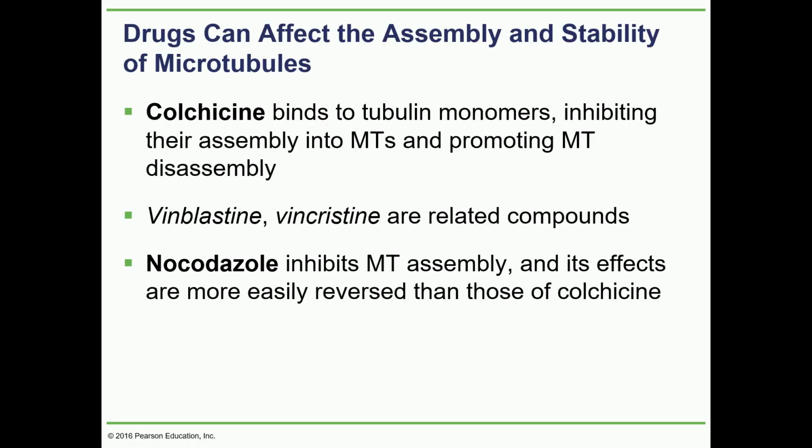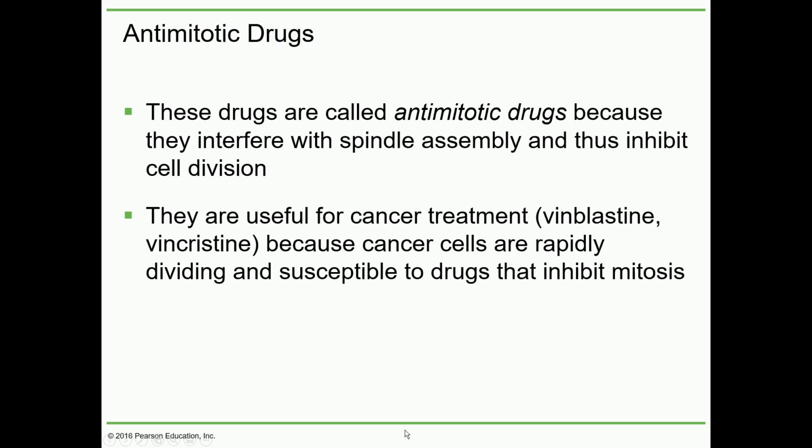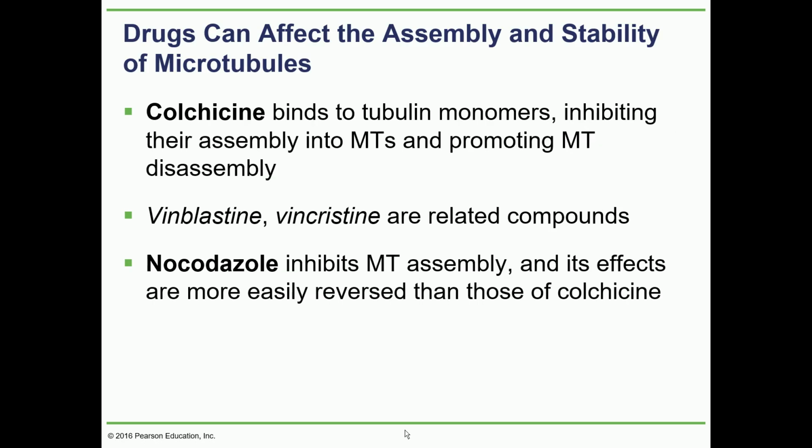And now we are going to talk about some of the drugs which can affect the assembly and the stability of microtubules. Colchicine binds to the tubulin monomers and inhibits their assembly into microtubules. This is vinblastine and vincristine. They are also related products. Then this drug nocodazole also inhibits the microtubule assembly. These drugs inhibit the microtubule assembly.